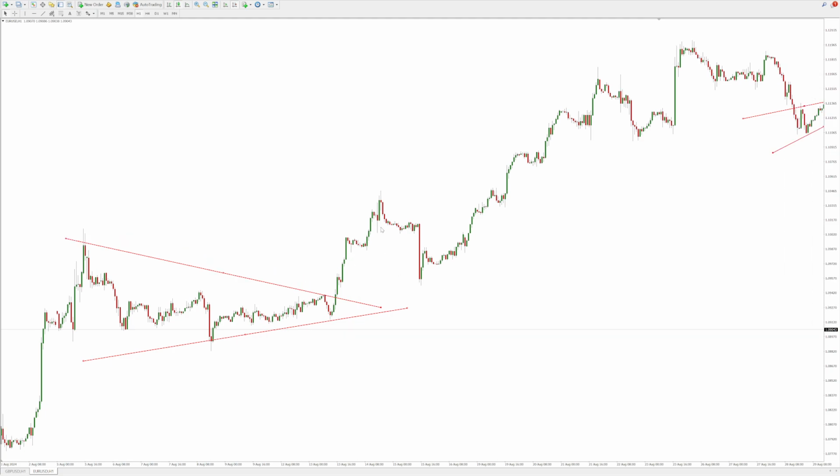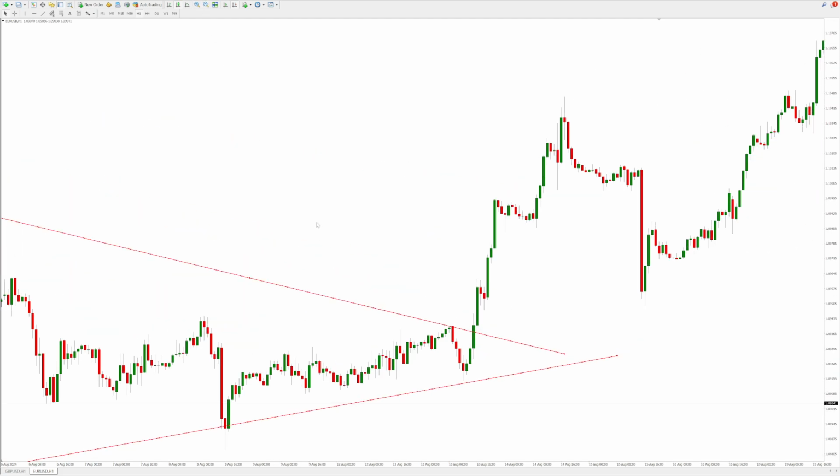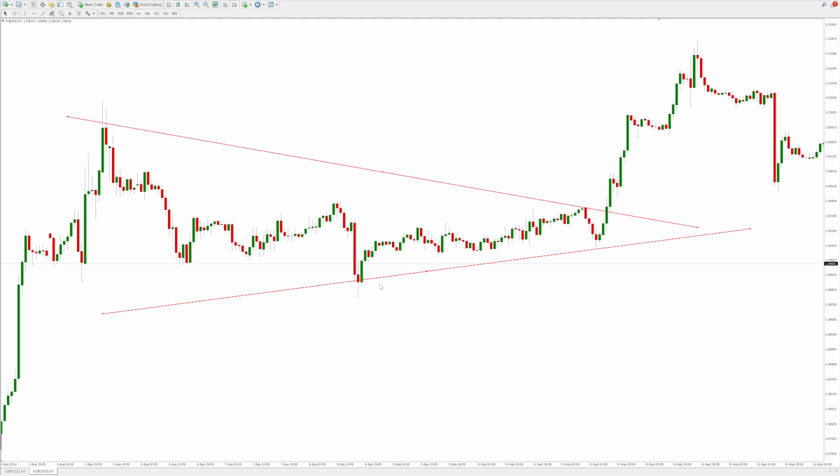trend eventually moved. If we zoom in, you can see here you've got some bullish candlestick patterns and price action. Support's holding up well.